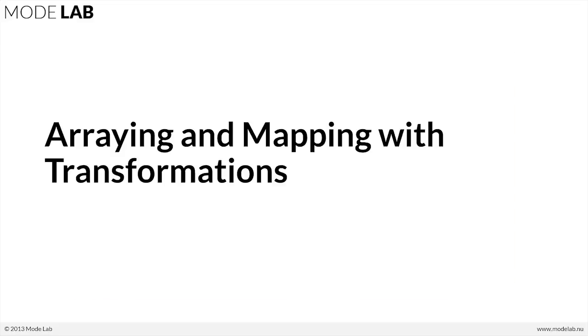So let's take a look at the objects that we just highlighted in Grasshopper that allow us to array and map geometry using transformations.